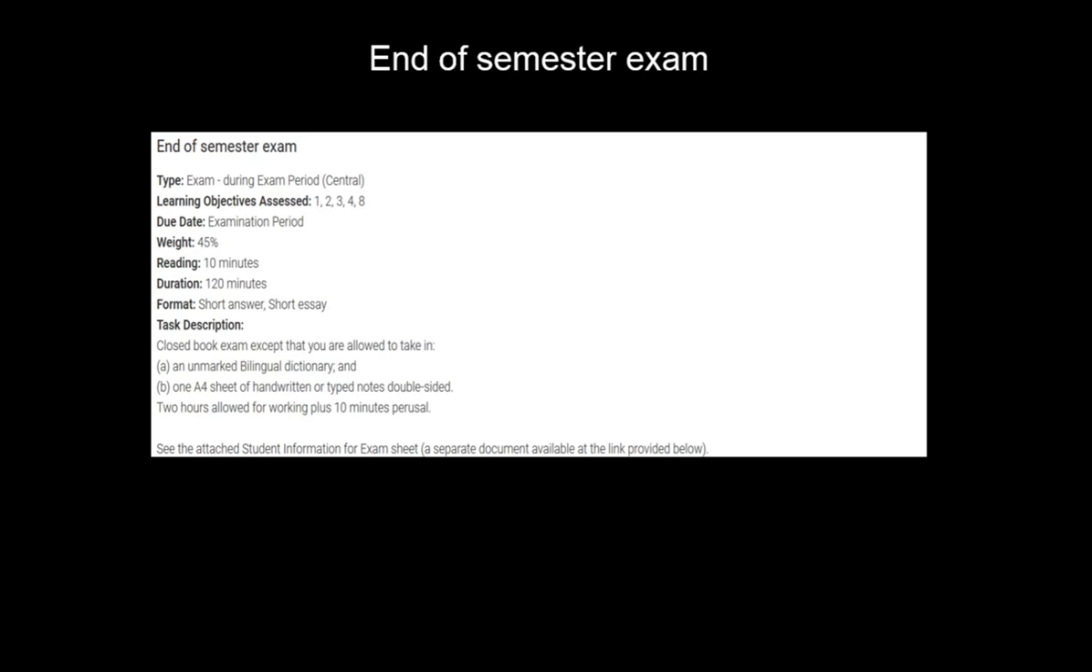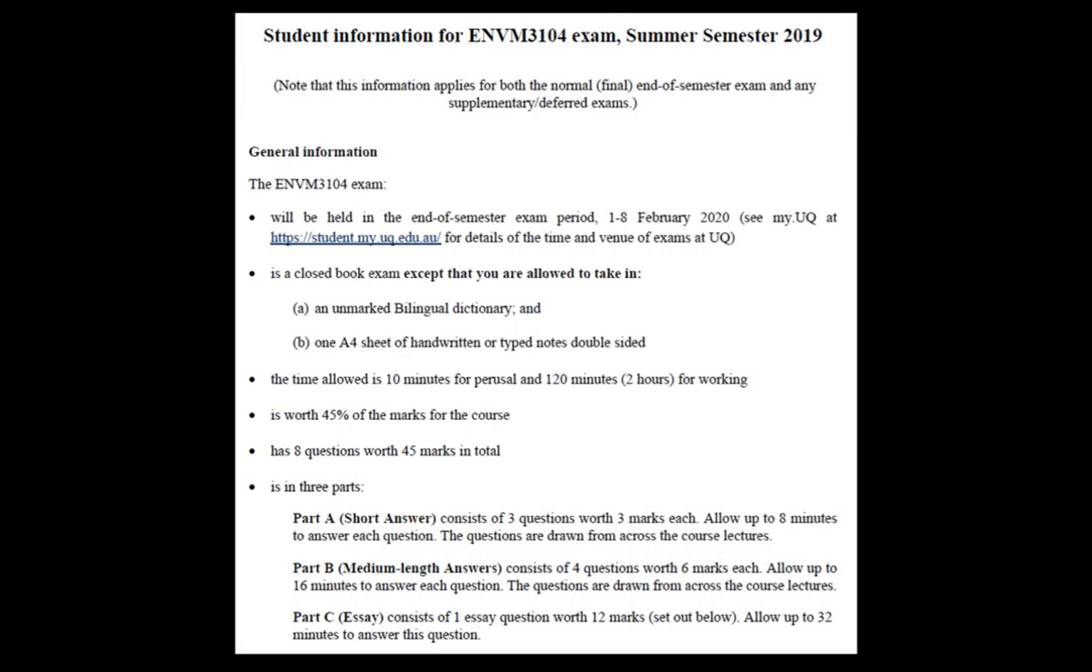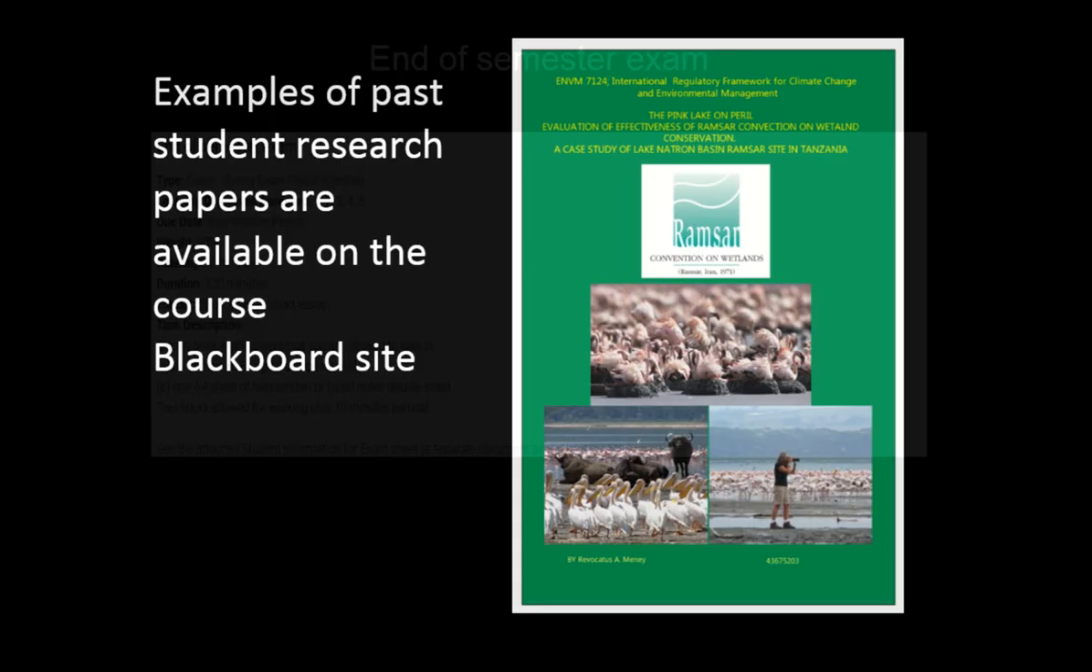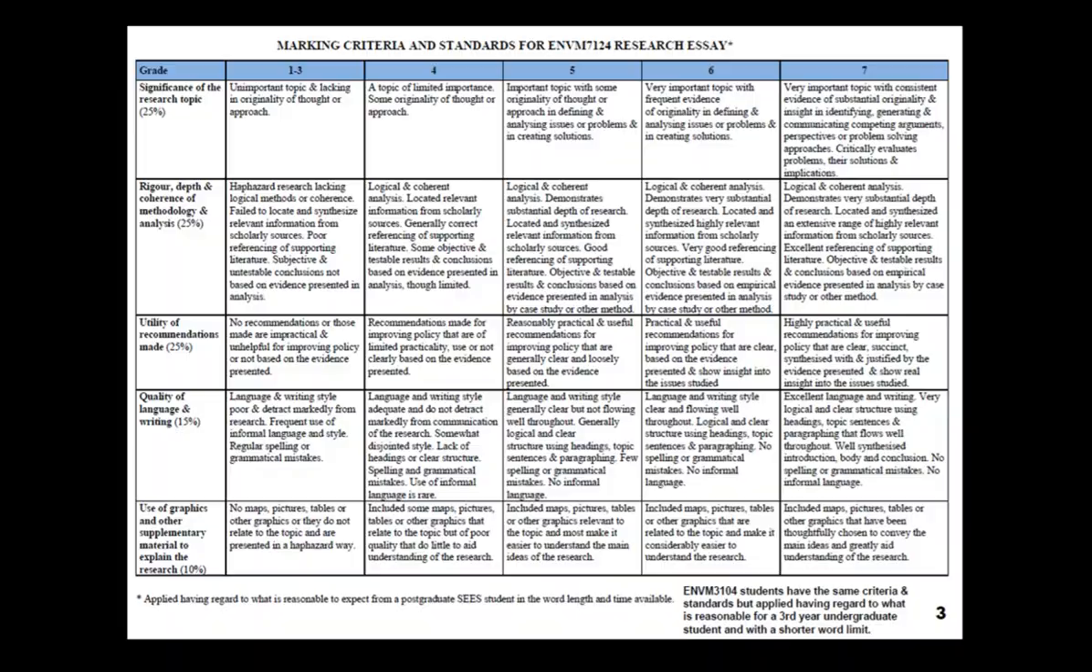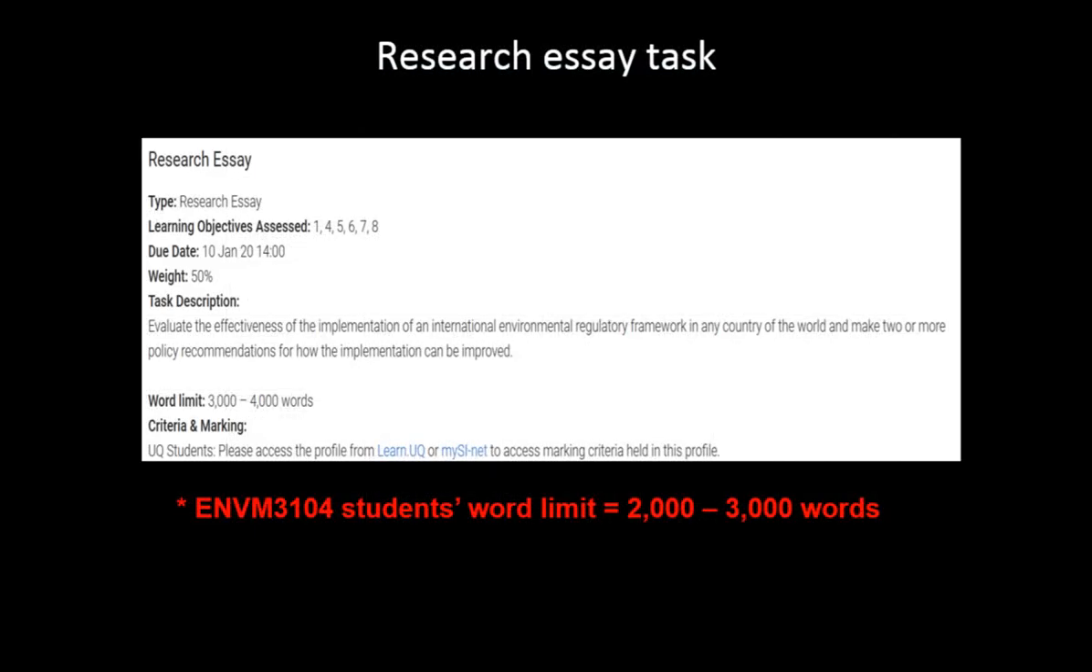What I try to do for the exam is to help you a lot. On the Blackboard site, there's student information already. For the undergraduates, I should have said too, for the essay there are the same criteria and standards, but the word limits are different. Undergraduates have 2,000 to 3,000 words. For postgraduates, it's 3,000 to 4,000 words.